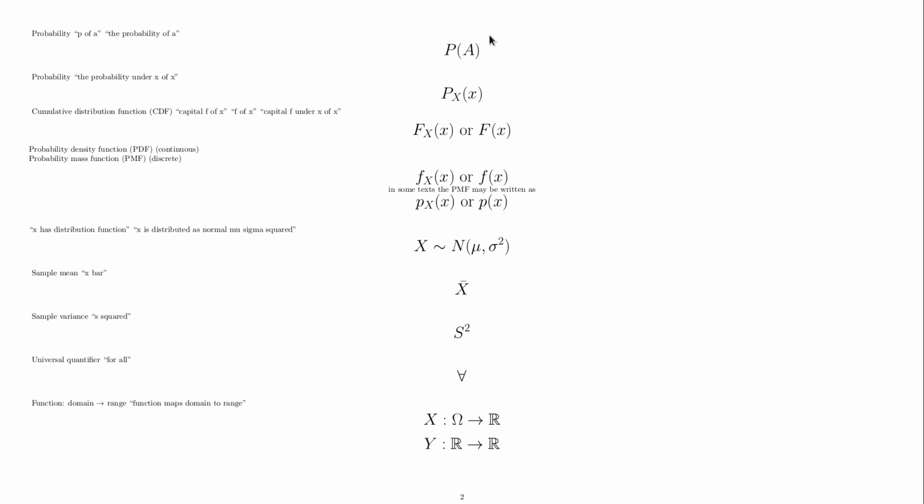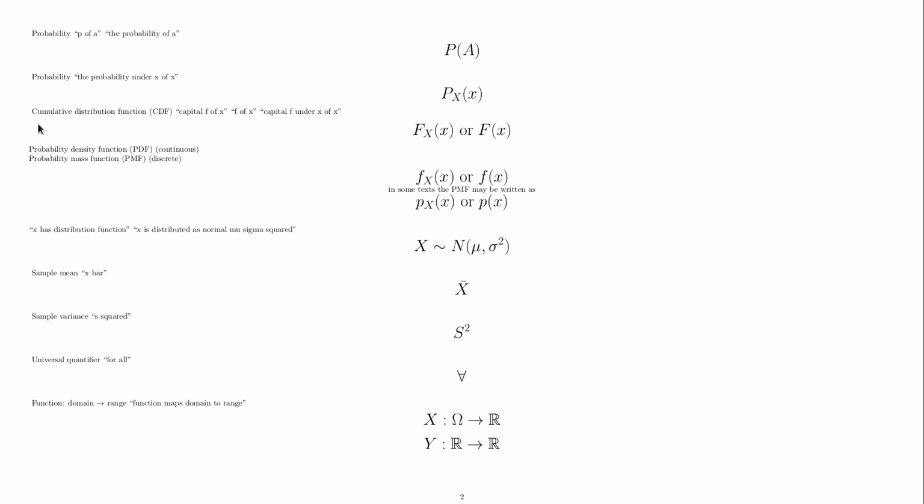So now we come to probability. And this is just read as P of A, or the probability of A. And you can put anything in there in place of A. You could have the probability of Tom wearing socks on a given day. Another way you might see this written is the probability under X of x, or P_X of x, and essentially this is the probability function for this particular random variable, which can sometimes be useful if you're working with more than one random variable.